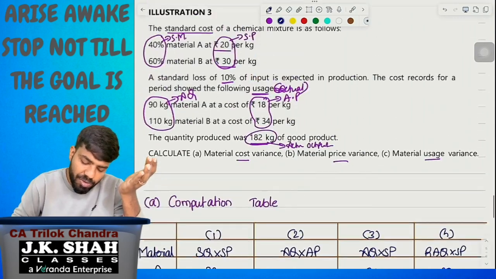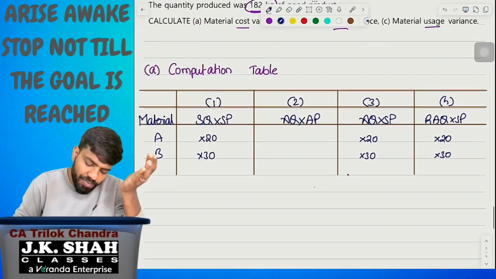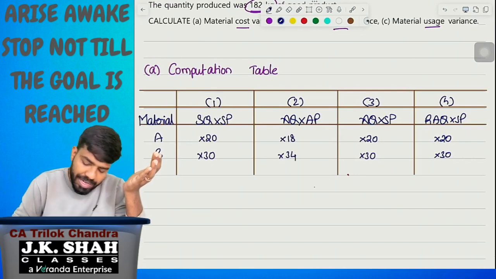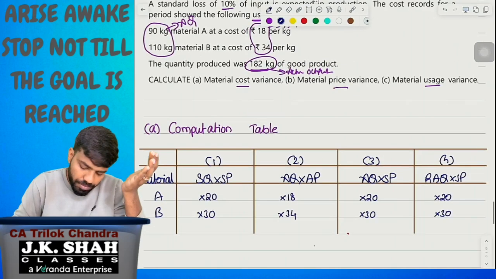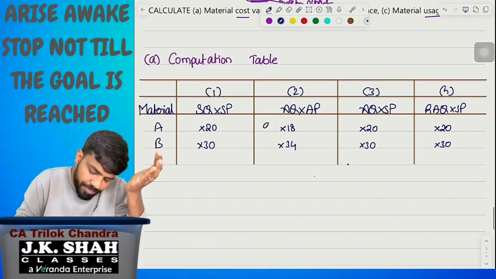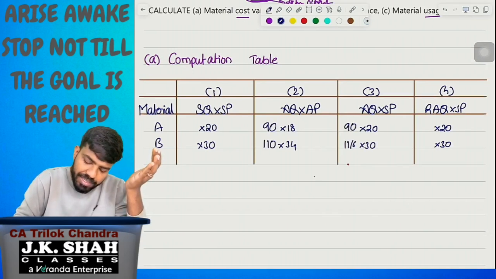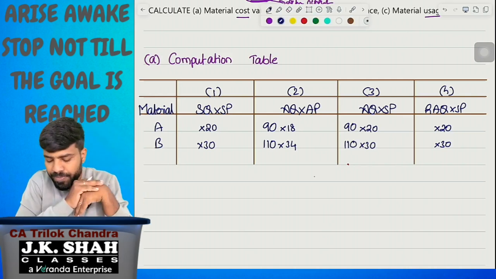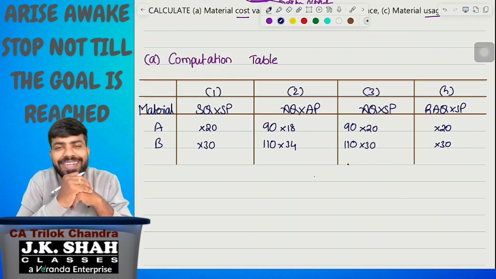But here the actual price: look here. Actual price is 18 and 34. Now the actual quantity is given: 90 kgs and 110 kgs. Have you understood till here?